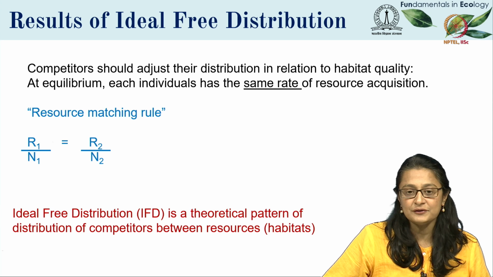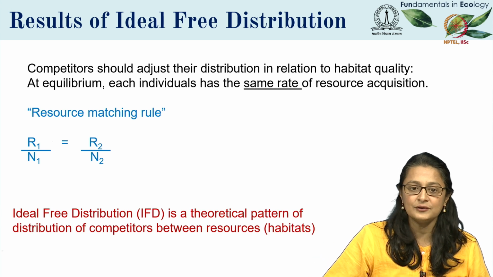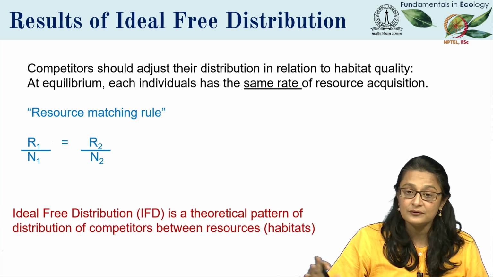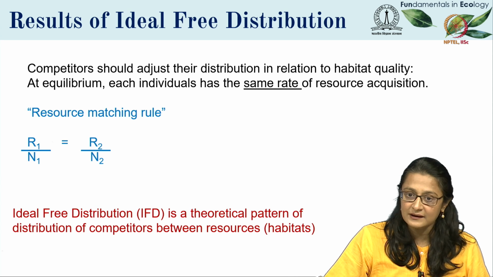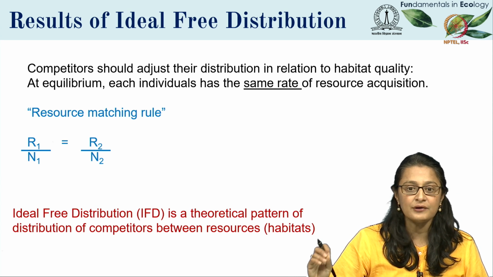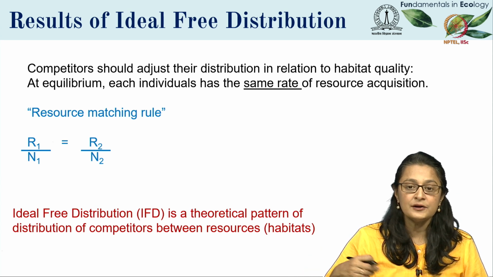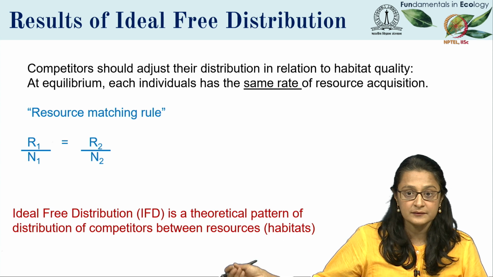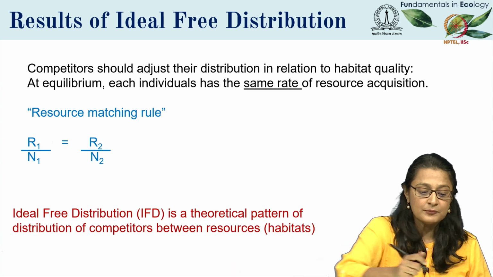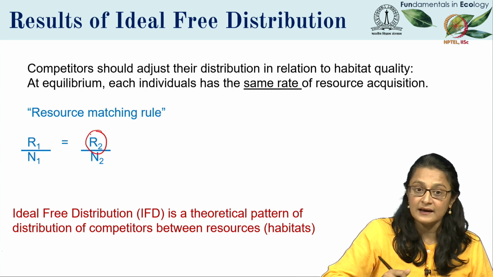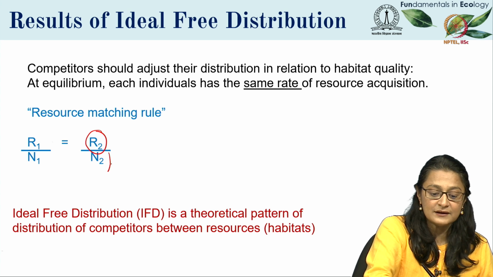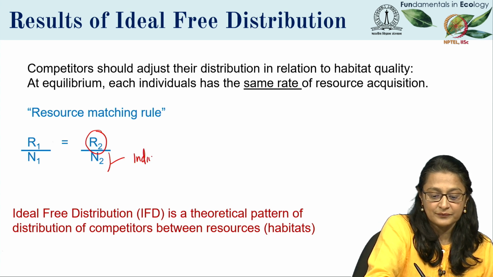So the ideal free distribution is a theoretical pattern of distribution of competitors between resource patches or between habitats. Again, they're not directly competing, they're just filling that space. And they will fill their space based on how much resources they get, divided by how many individuals are in here.